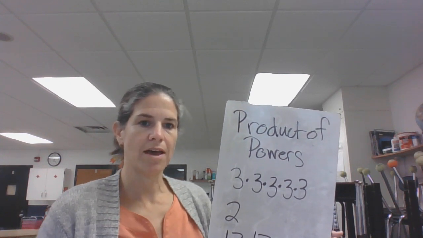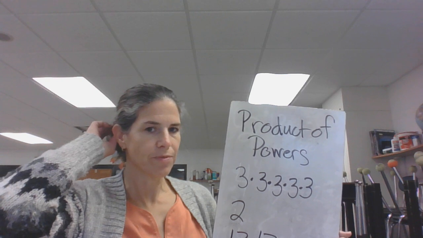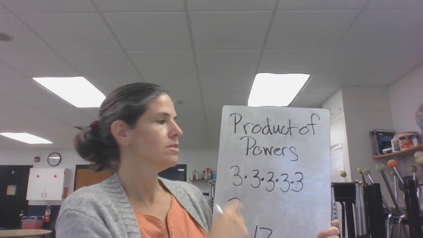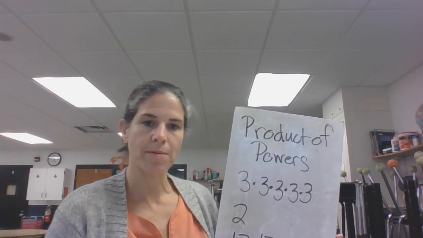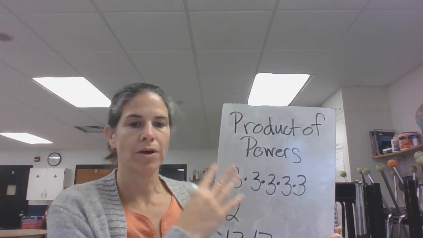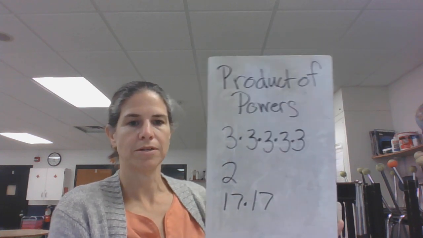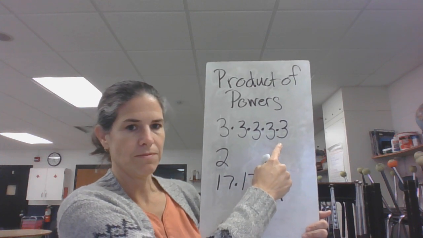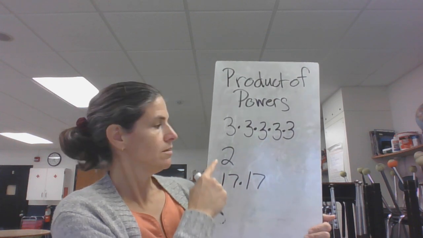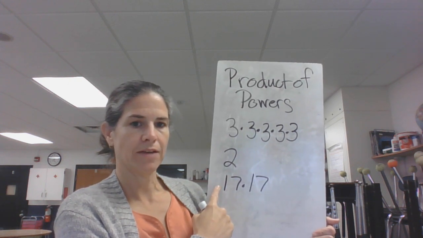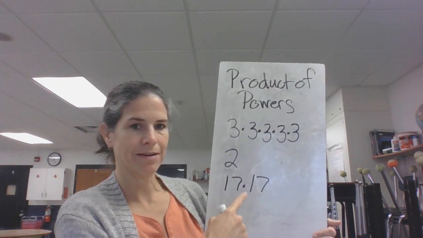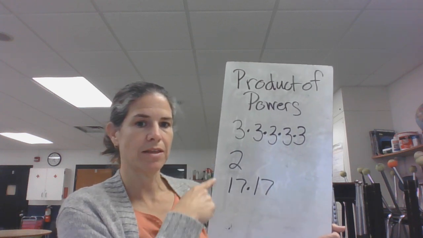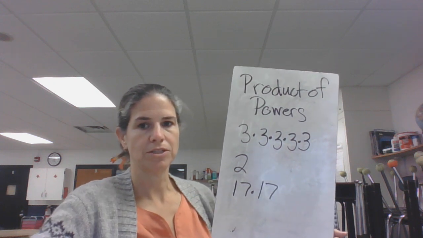Next, we're going to be looking at product of powers. So a product, remember, are numbers that are multiplied together. It's the answer to a multiplication problem. And powers are when we have that little exponent base. So I want you to write these as a product of powers. So first, I have 3 times 3 times 3 times 3 times 3. Next, I have 2. And after that, I have 17 times 17. Remember that dot means multiplication. Go ahead and pause the video, try these out, and then check to see if you got them right.